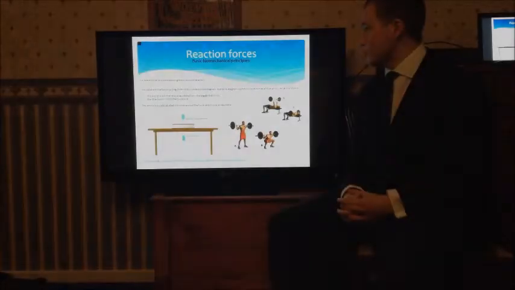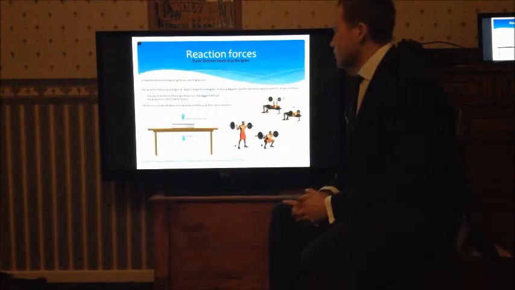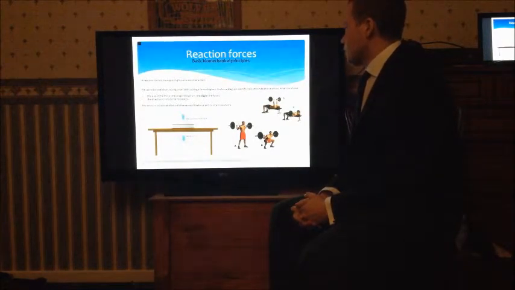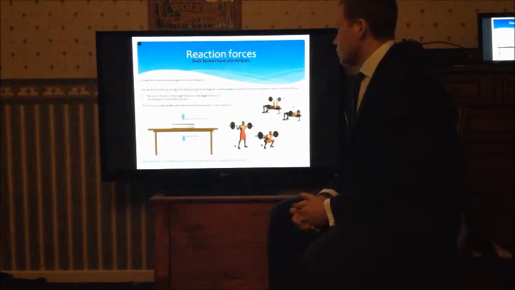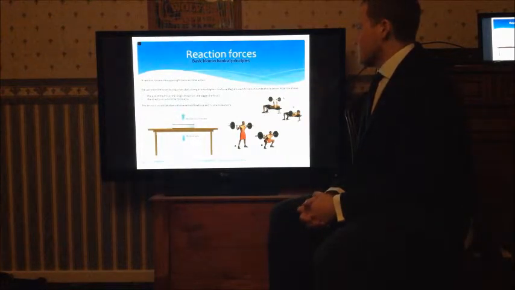On this page we will be covering reaction forces. A reaction force is an opposing force to an initial action. We can show the forces acting on an object using a force diagram. In a force diagram, each force is shown as an arrow, and the arrow shows the size of the force and the direction in which the force acts. The longer the arrow, the bigger the force.